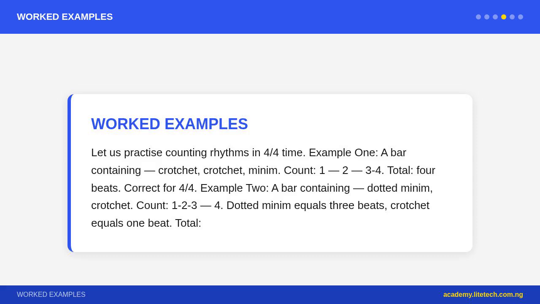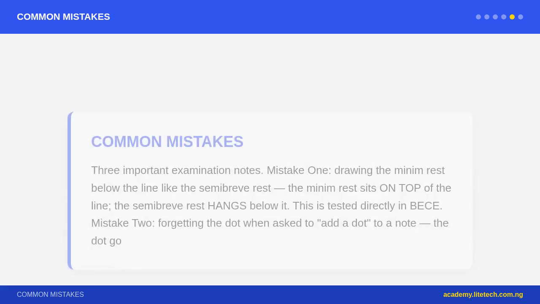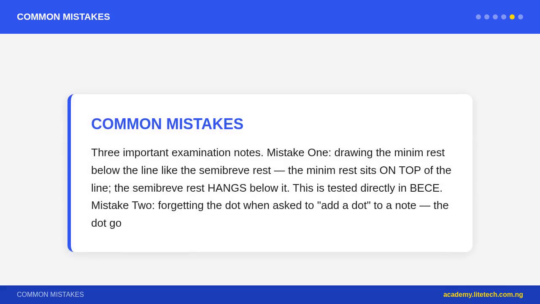Let us practice counting rhythms in 4/4 time. Example 1, a bar containing crotchet, crotchet, minim. Count 1, 2, 3 to 4. Total 4 beats. Correct for 4/4.